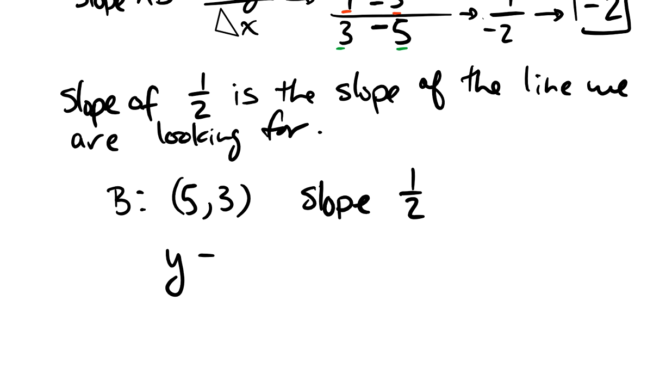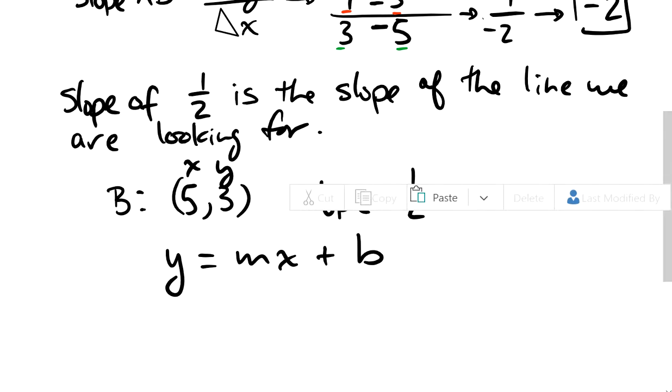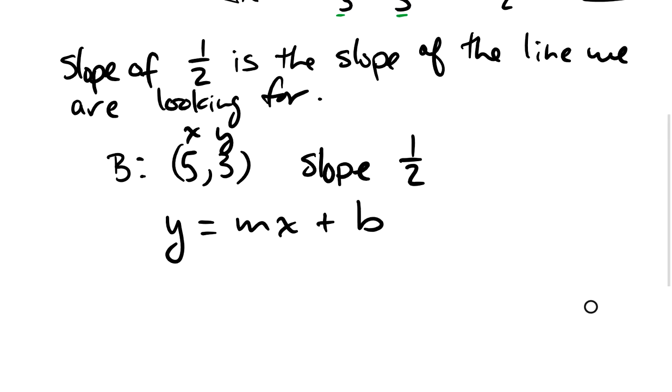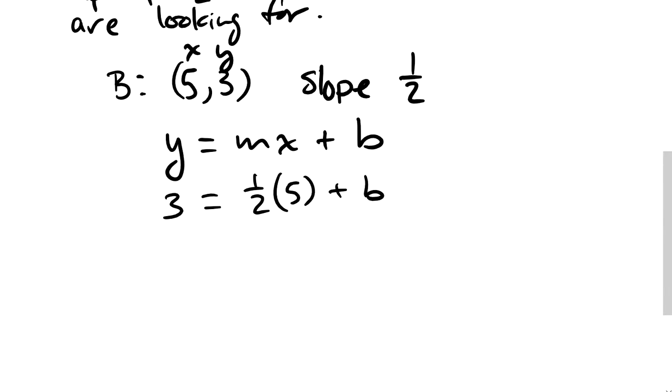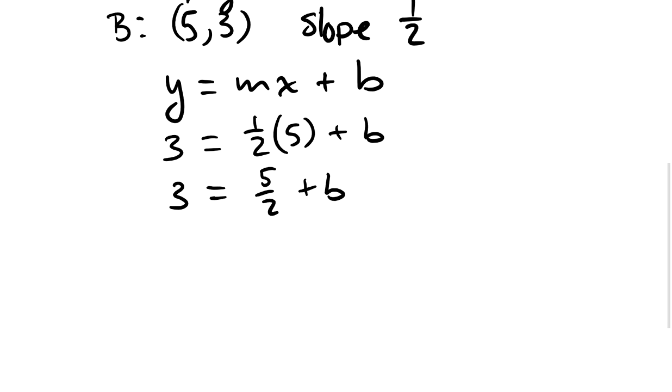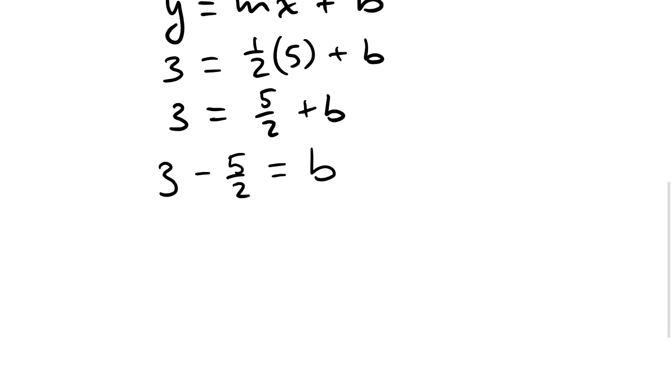So I'm just going to go ahead and write y equals mx plus b. I know an x and I know a y value for those two variables, and I know my parameter slope. My parameter slope is 1/2. So what I need to figure out is what b is, my y-intercept. So I'm just going to plug in the values that I have. I'm going to use 3 for y, and that's going to equal positive 1/2 times 5 for x, and then plus b. So this is 3 equals 5/2 plus b. I'm going to take away 5/2 from each side, so 3 minus 5/2 is what b is.